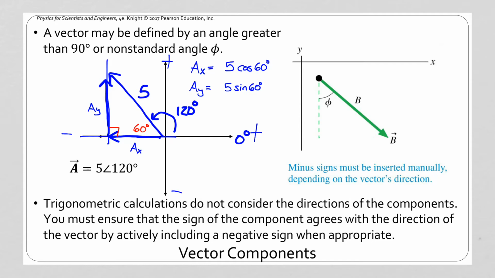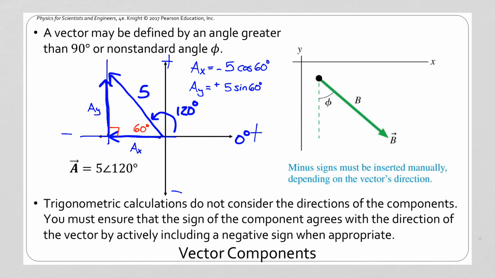And the way that we can do that is by manually inserting a plus or minus for each of our components. In this case, we can look at the x direction. The x direction is pointing to the left, so that's negative. So I'm going to keep a negative sign there. I can look in the y direction. The y direction is upwards, so up is positive, and so I'll keep the positive there.